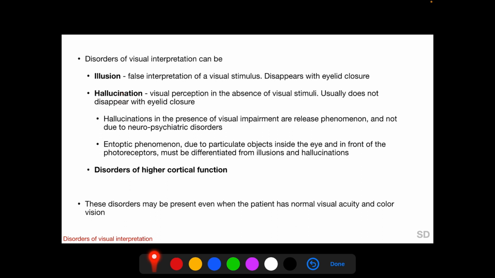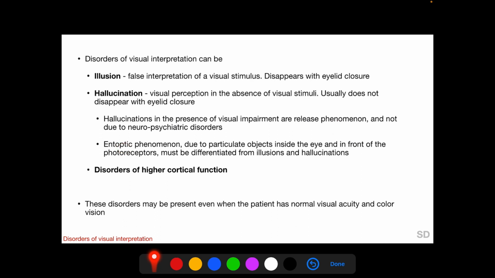Hallucinations occur in the absence of a visual stimulus. Even in the absence of a visual stimulus, the subject has a perception of vision, and so it usually does not disappear with eyelid closure. Hallucinations in the presence of visual impairment are release phenomena and are not due to neuropsychiatric disorders. For example, a patient has severe loss of vision from bilateral optic neuropathy. Then, activity in the visual cortex can result in hallucinations in the subject.